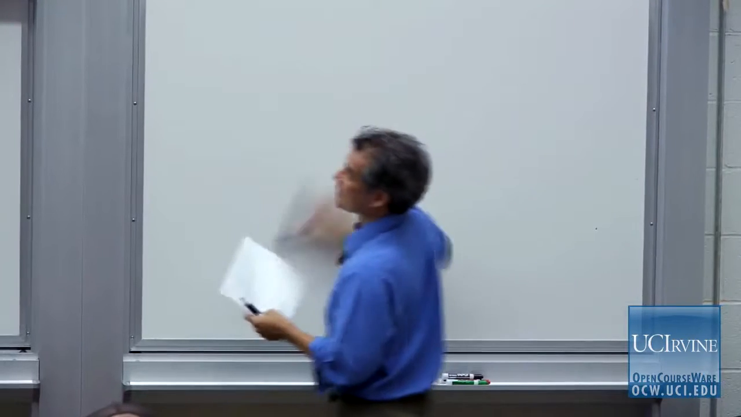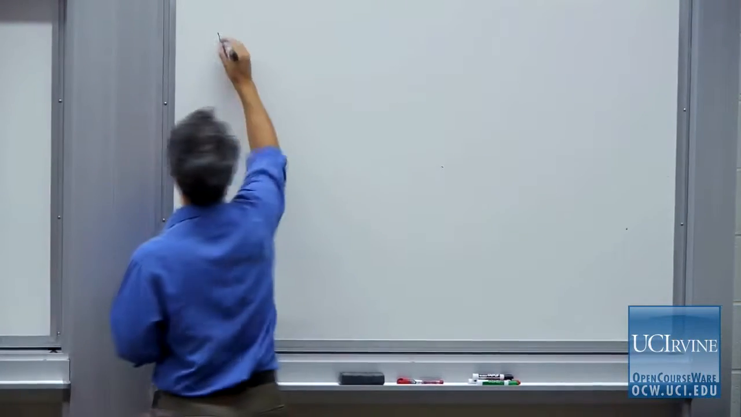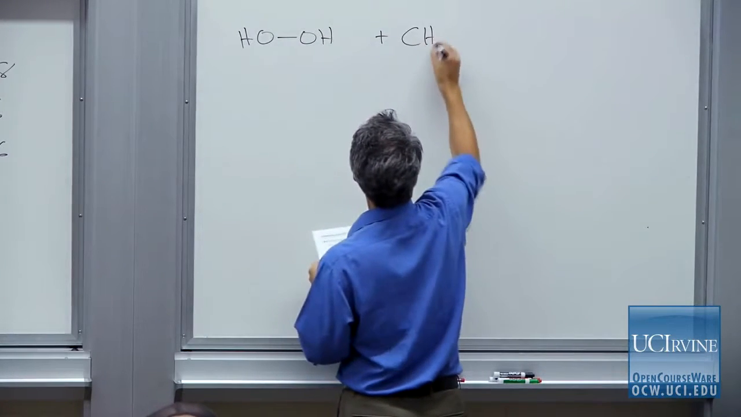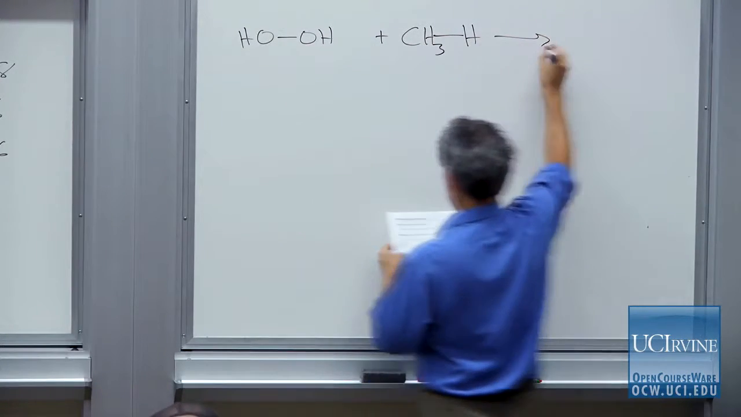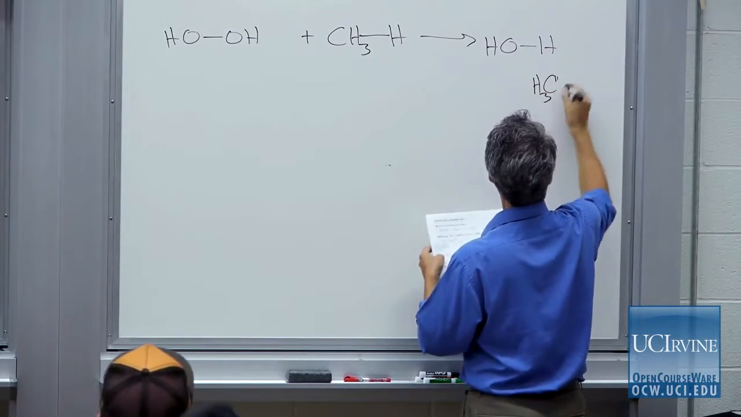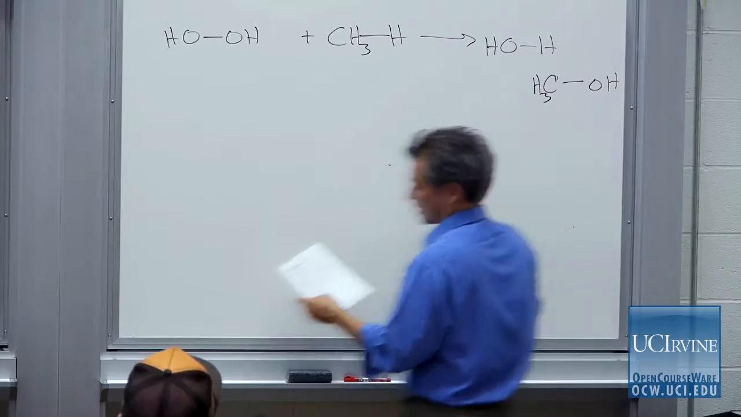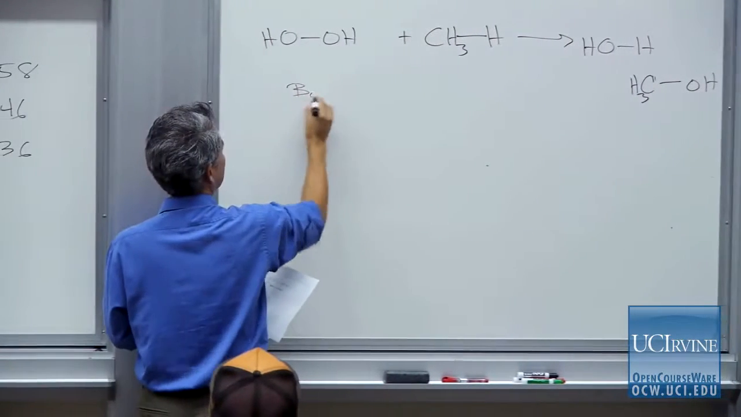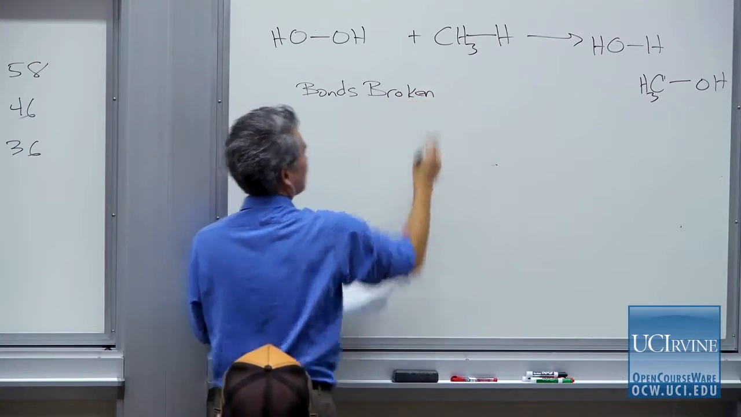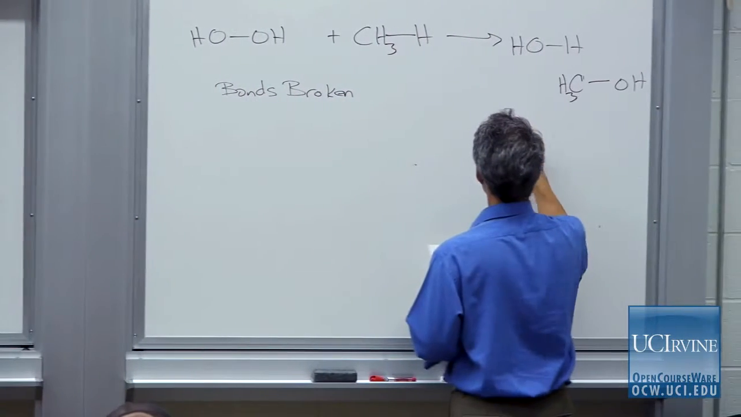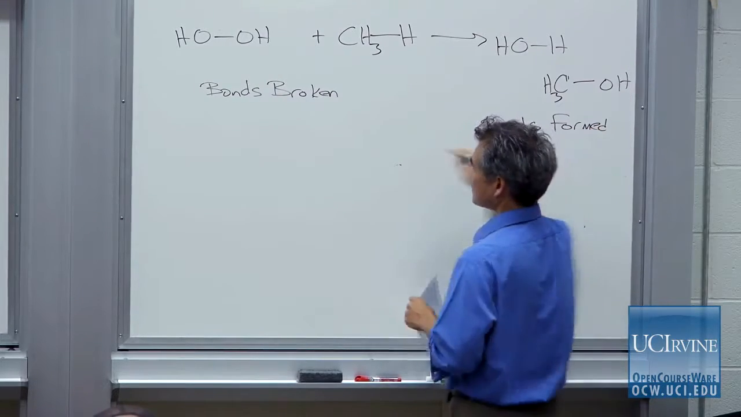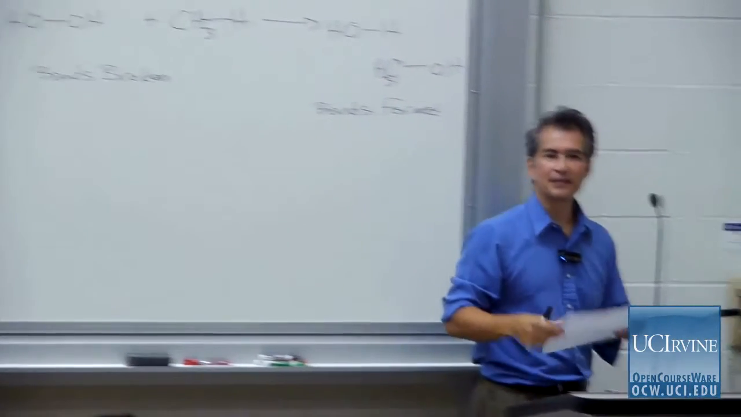And I think I erased my equation, so I'll rewrite it here. And what I want to do is I want to add up all the energies of the bonds broken. And I want to add up all the energies of the bonds formed. So what's the energy of this oxygen-oxygen bond?